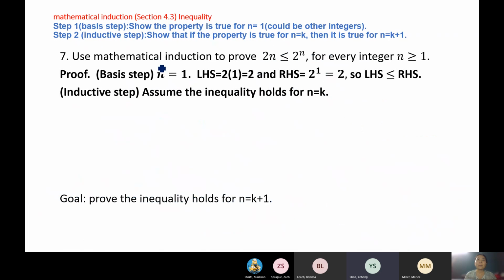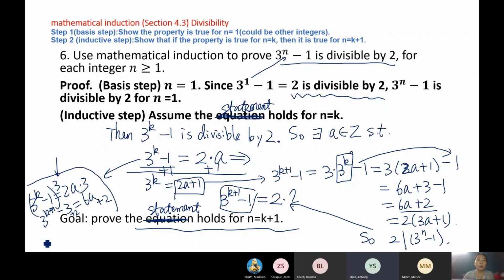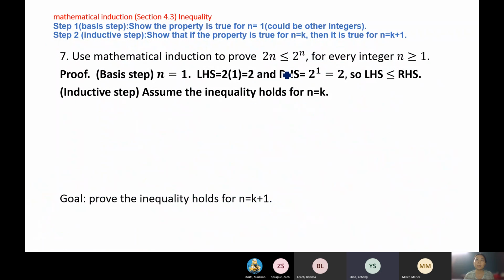Okay, number 7. So for mathematical induction, we taught these 3 types. You can use mathematical induction to prove an equation like this, or to prove divisibility, or to prove an inequality. So in this case, it's an inequality. First step, replace n with 1. And as you can see, after we replace n with 1, we got 2 on both sides. Of course, 2 equals 2, which means the left-hand side equals the right-hand side. Now, the induction step. So we assume that the inequality holds for n equal to k, and try to prove the inequality still holds for n equal to k plus 1.